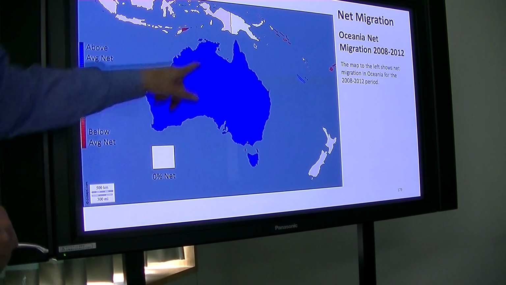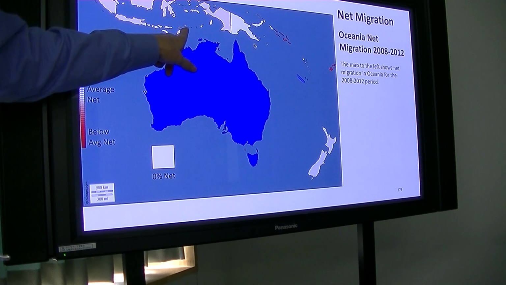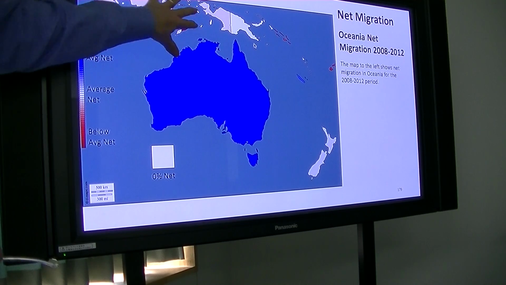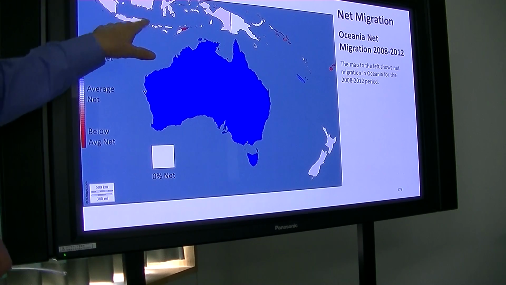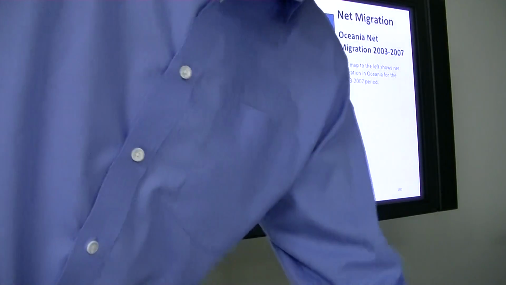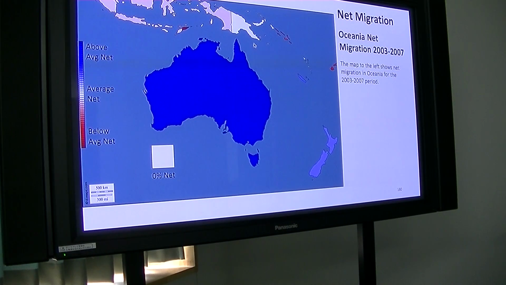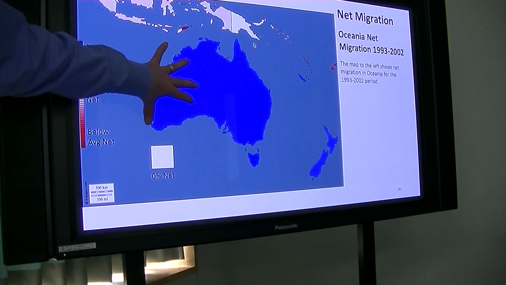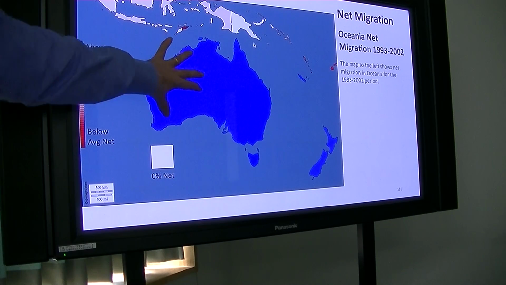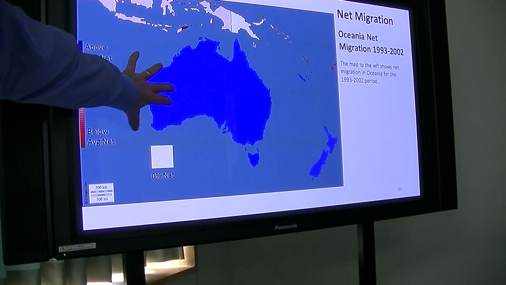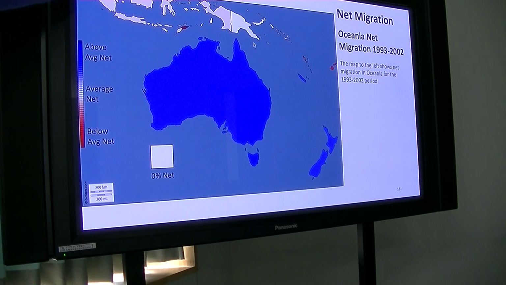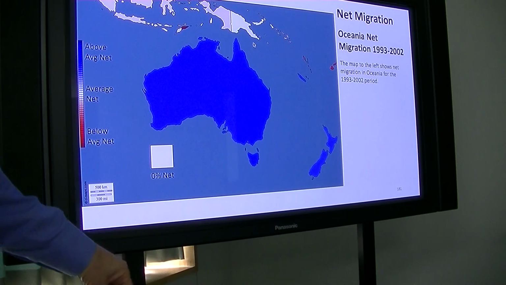Let's see. That's East Timor, that little country, the former Portuguese colony that was absorbed by Indonesia, and then became independent. 2003, 2007. Again, you've had Australia as an attractive destination throughout that period. In 1993, not so much, but you can see throughout it's been attracting people, really from all over the English-speaking world, mostly English speaking, but also other parts of Asia.